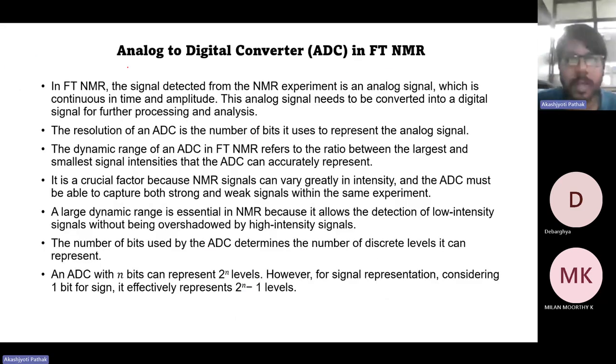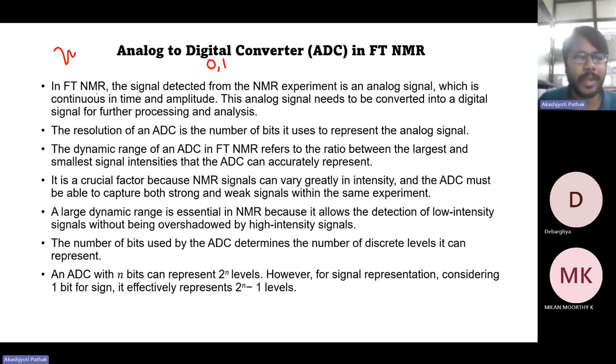Okay, now we will talk about the analog to digital converter in Fourier transform NMR. So what is an analog to digital converter? In an NMR spectrometer, all the data is recorded in analog form, but for storing it in the computer or in the system, that has to be converted into digital form, right? Digital form is in 0 and 1 form. So the data is recorded in a continuous manner, but for storing the data, we have to convert the analog form into a digital form.